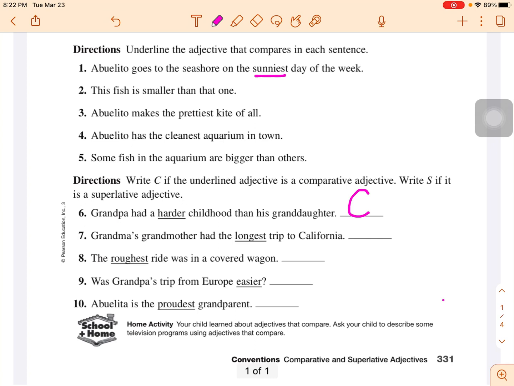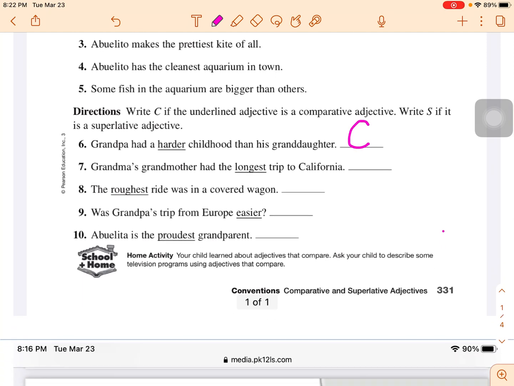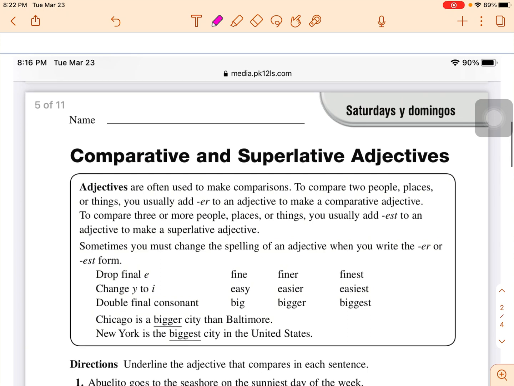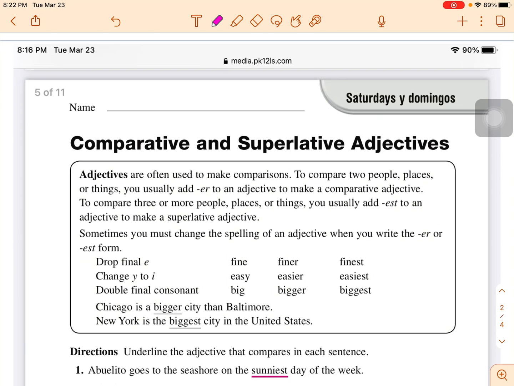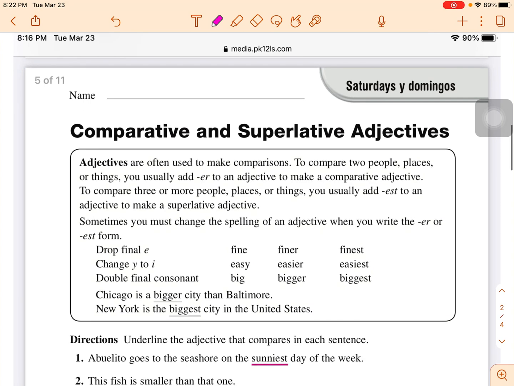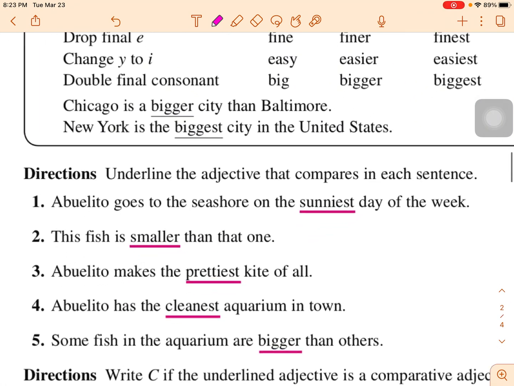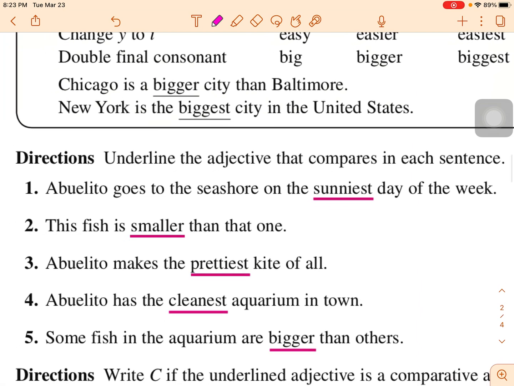Welcome back, boys and girls. You should have answered numbers 1, 2, 3, 4, 5, 6, 7, 8, 9, and 10. So let's take a look down here, and let's see if your answers are correct. You should be on a split screen. Are you ready? Number 1, you should have underlined sunniest. Number 2, you should have underlined smaller. If you did not, make sure you underline it in a different color.